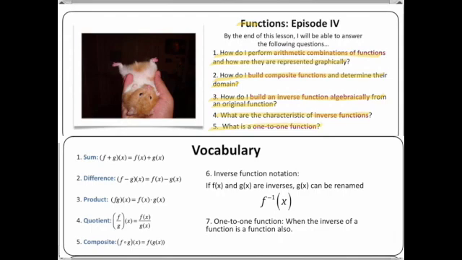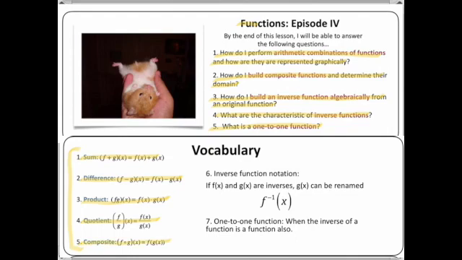And we've got some vocabulary words, and we may have seen this in the past, hopefully. We're just taking a look at our functions when we're adding them. We're going to use this notation: subtracting, multiplication, division, and then plugging a function into a function.